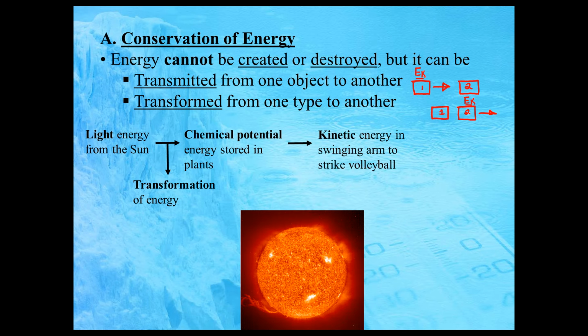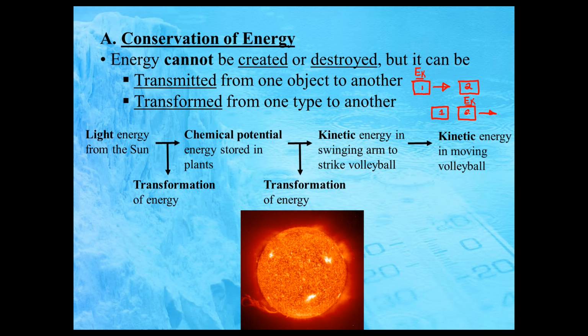Well, then let's say that we eat the plant. We eat the plant and then we go and play volleyball. So what I'm using is chemical potential energy that's stored as a result of me eating the plant, and then it's being changed into another different form of kinetic energy, which is me swinging my arm to strike the volleyball. So once again, that's a transformation of energy because I've gone from chemical potential to kinetic energy. It's changed forms.